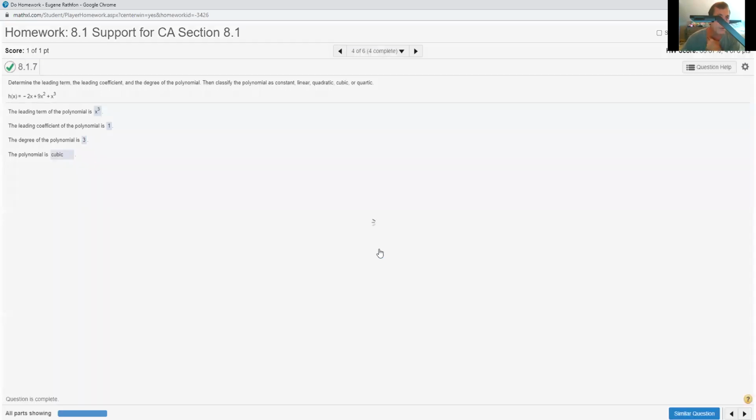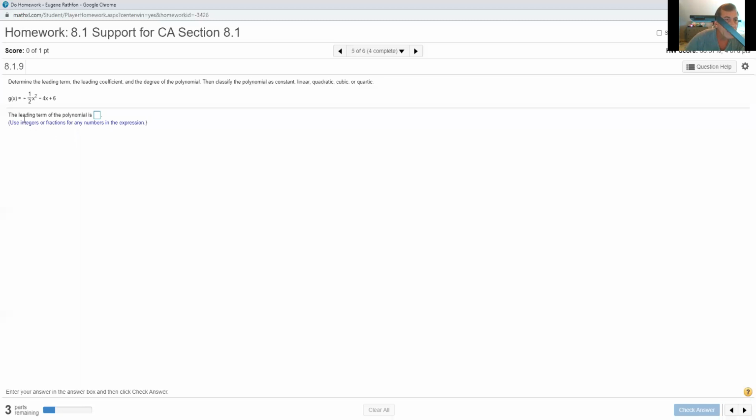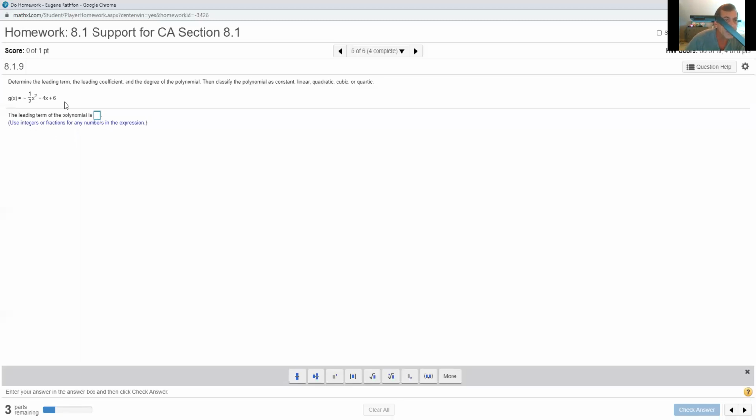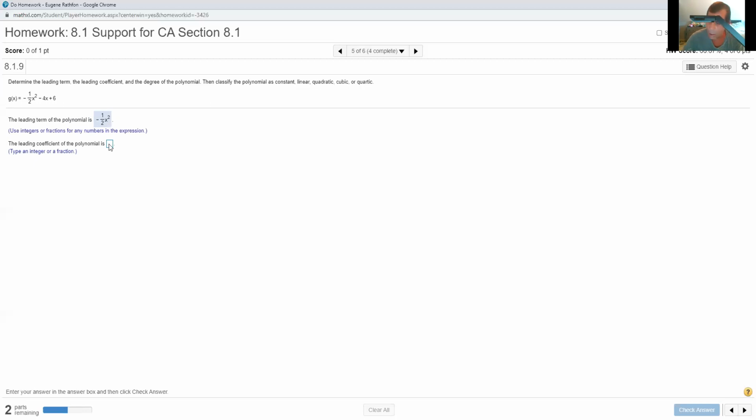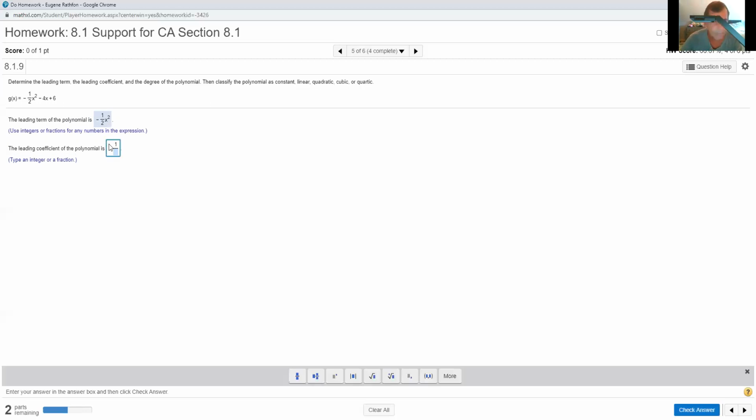So what is there, 6 of these? So we're on 5 already. So these aren't bad. The leading term of this polynomial, well, the highest exponent is a 2. So the leading term is going to be the negative 1 divided by 2. Arrow out. Put your x. And then my exponent was a 2. So negative 1/2 x squared is the leading term. The leading coefficient is the number, which is the negative 1/2. So we put in our negative 1/2, check that.